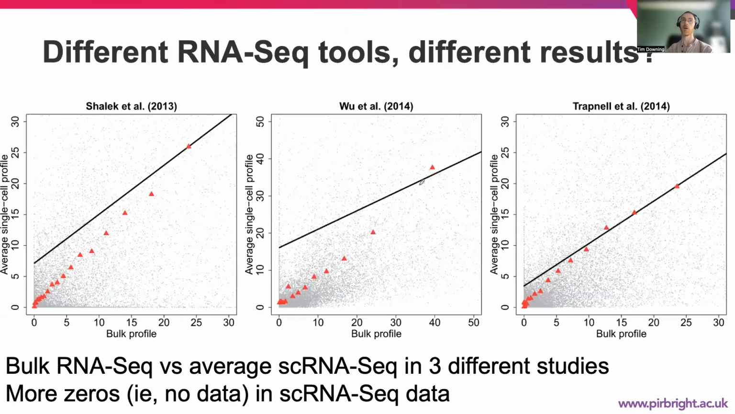And this is confirmed when we look across 3 different studies here. They're all the same plot. We're looking at the bulk profile versus the average single cell profile. What you see is that the bulk profile tends to have a more accurate detection level, shown by the red triangles here, whereas the single cell tends to underestimate those different values, and it might be quite mixed between different experiments, as you can see here. So that suggests that we should be cautious about comparing single cell and bulk profiles.